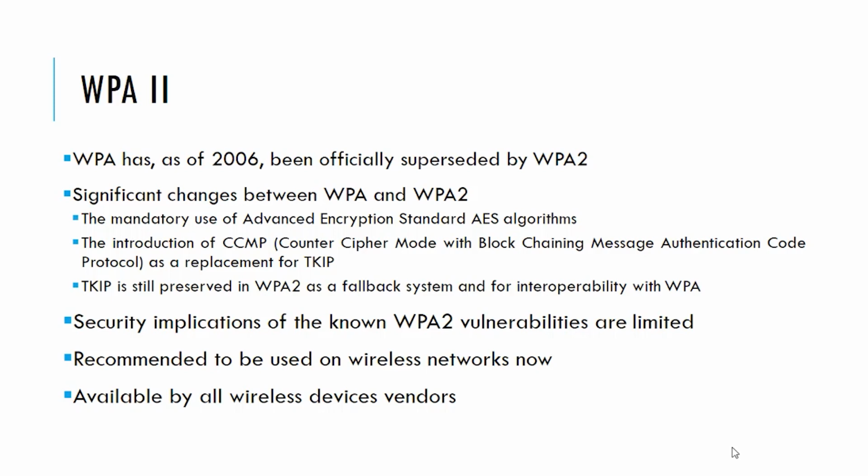WPA 2 is recommended to be used on wireless networks right now, and it is available from all wireless device vendors. You can easily find in the market access points, wireless cards, and many wireless devices offering WPA 2 encryption among their options. You can use this option to encrypt the traffic between your wireless card and the access point, and between two wireless cards if an ad hoc network is being established. So you can apply this algorithm safely and feel more confident that the confidentiality, integrity and availability of your data will not be broken through this encryption algorithm.